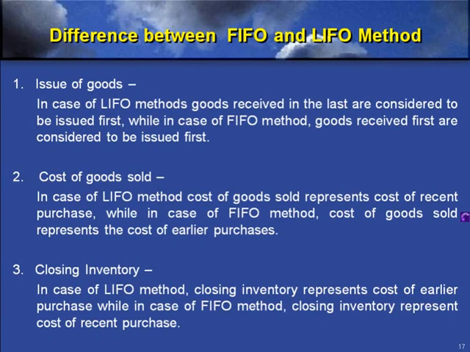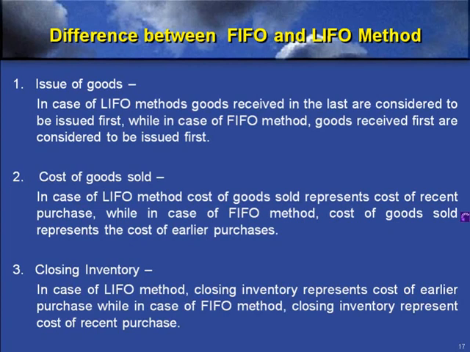The second point is cost of goods sold. In the case of the LIFO method, the cost of goods sold represents the cost of recent purchases. Cost of goods sold means whatever was sold by you, what was their cost. So it simply means that in LIFO we issued those which we received last, so definitely the sold value is the value which we received last. But in the FIFO method, what we received at the earliest date will be the cost of goods sold.